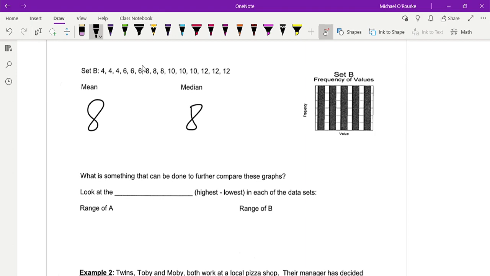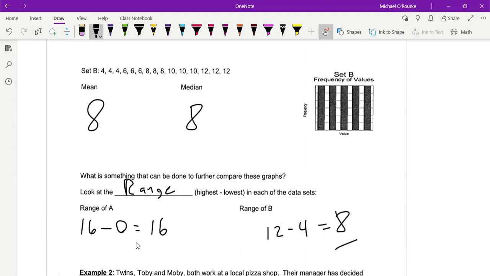Right? So then, something can be done to further look at, we can look at the range. The range of the data. Right? So if we look at the original range, we had a high score of 16, we had a low score of 0. So we had a range of 16. Correct? This one here, we had a range of 12 and 4, so the range would be 8 on that.